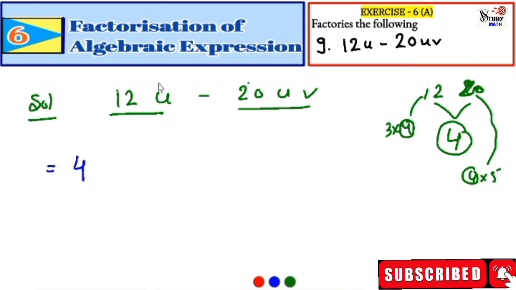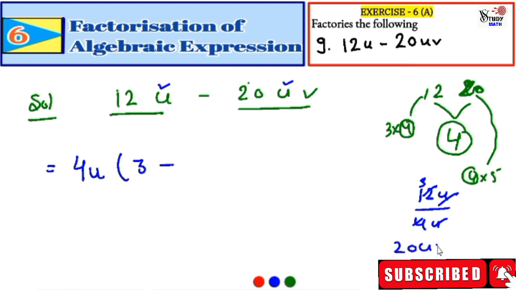Now what is the common variable here? u is here also and u is here also. So u is also common. Now when 12u is divided by 4u, u cuts u and 4 cuts 12 three times. So we have 3 here. And when 20uv is divided by 4u, u cuts u one time and 4 cuts 20 five times. So we have 5v. And this is the final answer, the final approach for this question.